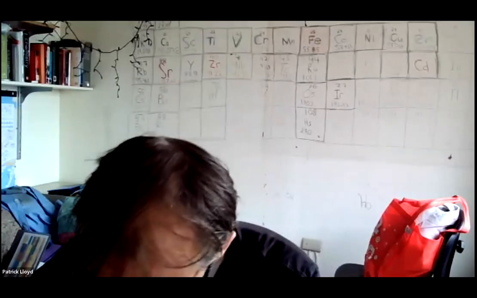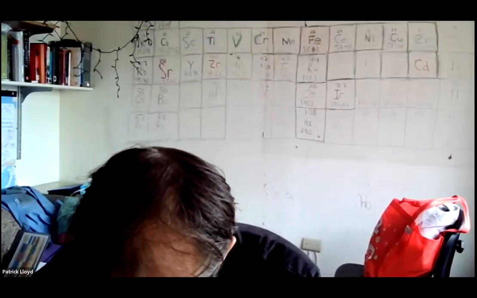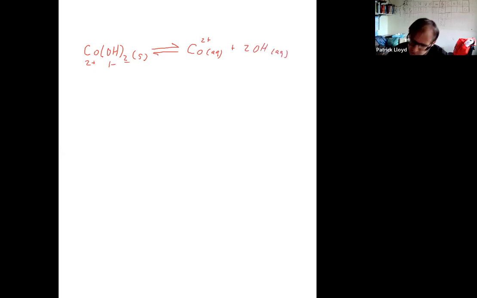Let's take a look at this one. Okay, so the first step is like the first step that we did in the previous video, which is you take the solid and write out the equation for dissolving it into water. So hydroxide is -1, and there's 2 of them. That means that the cobalt has got to be +2. So cobalt 2+, and then again, don't forget there's 2 hydroxides. And then we're going to write them as aqueous. So that's the chemical equation.